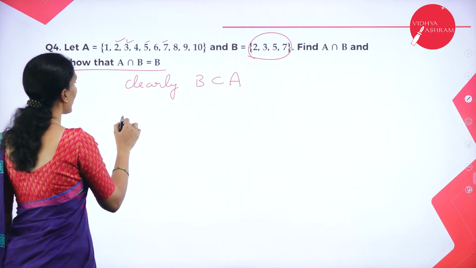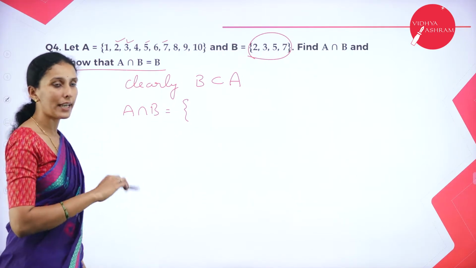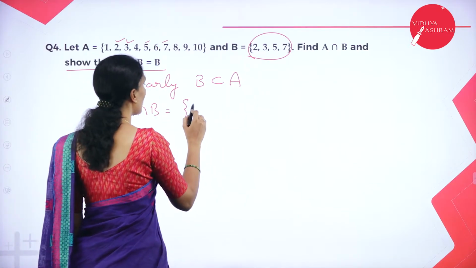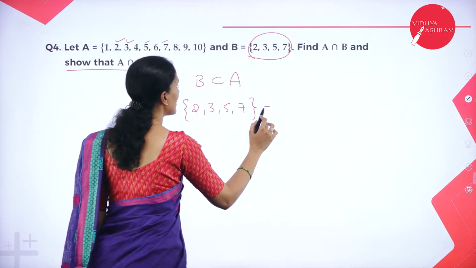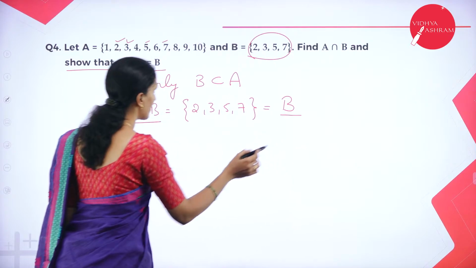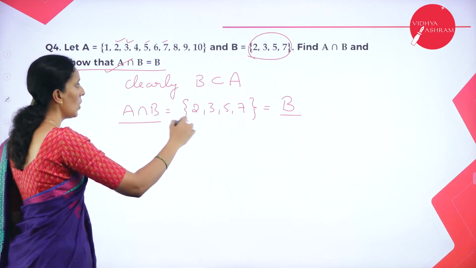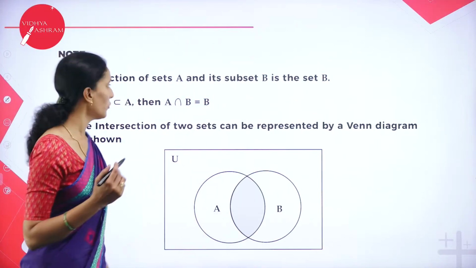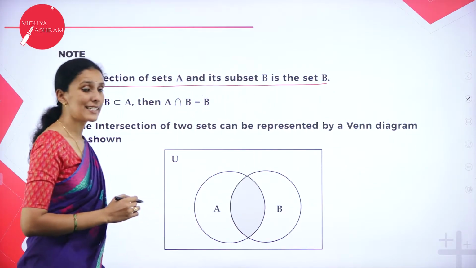So let me check A intersection B. Let me write only the common elements which are in A as well as B. We have 2, 3, 5, 7 in A, and 2, 3, 5, 7 in B also. What is this? This set is your B. So A intersection B is B and we have proved it. So this is possible only when B is a subset of A. Therefore, note that the intersection of a set and its subset is the subset B.